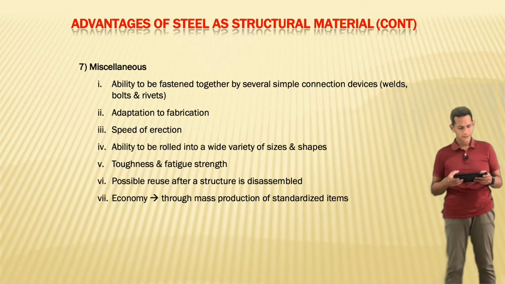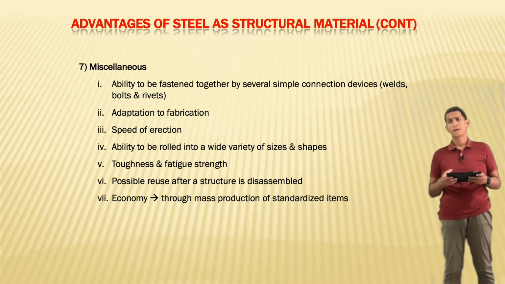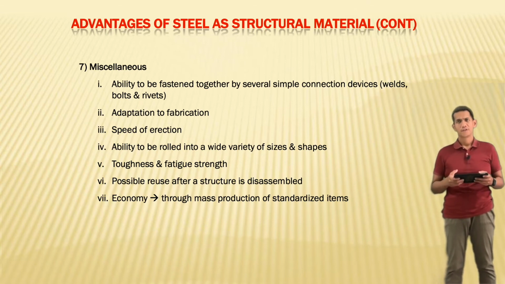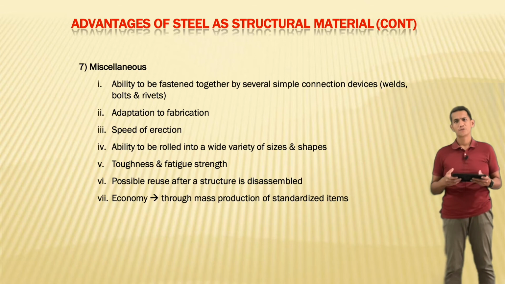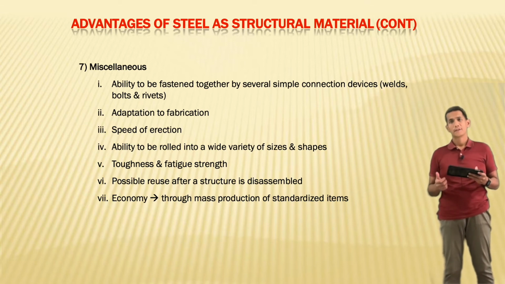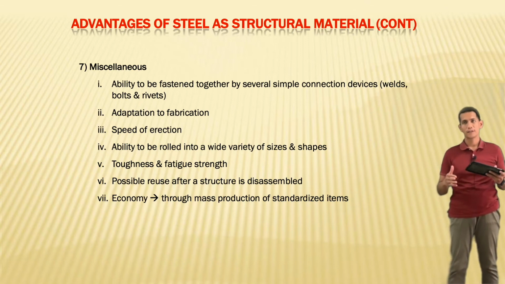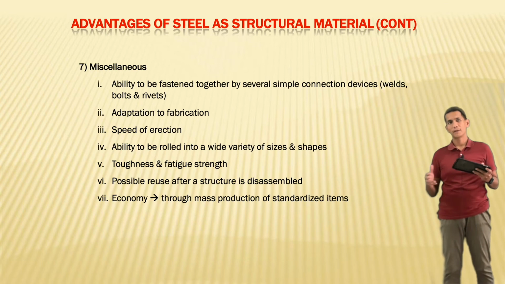Number 7, miscellaneous. Ability to be fastened together by several simple connection devices, for example welds, bolts, rivets. Adaptation to fabrication. Speed of erection. Ability to be rolled into a wide variety of sizes and shapes, toughness and fatigue strength. Possible reuse after a structure is disassembled. We can disassemble, let's say, an old building of steel, and then we can reuse the steel for another structure, or we can melt it again to produce another new steel material.